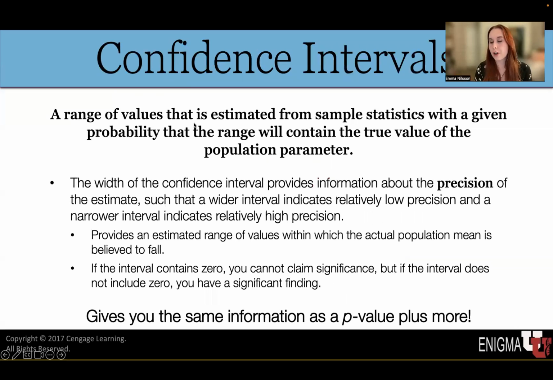The next thing we're going to report with our null hypothesis significance testing is called confidence intervals. So confidence intervals are a range of values that is estimated from sample statistics with a given probability that the range will contain the true value of the population parameter. In other words, if we were hypothetically looking for the mean, we find a mean in our sample, or using our sample statistics, we are going to create a range. For example, let's say from 85 to 95. We're going to say we have a 95% confidence interval from 85 to 95.